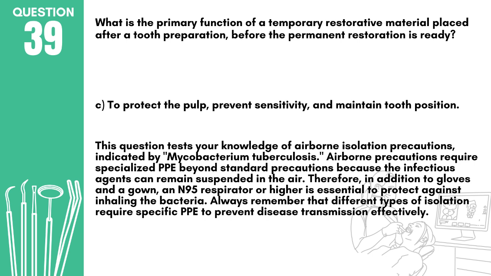A temporary filling or crown is placed to protect the tooth's pulp from further irritation, thermal, chemical, bacterial, reduce postoperative sensitivity, and maintain the position of the tooth in the arch, preventing adjacent teeth from shifting or the opposing tooth from supererupting. It is not meant to be definitive or to self-cleanse, and while it aids healing by protecting the pulp, that's not its direct primary function.